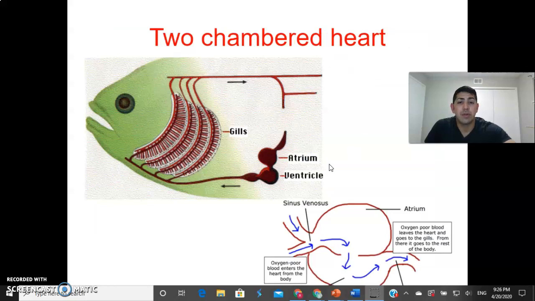They have a two-chambered heart. You can see one atrium, one ventricle. Humans are going to have two atria and two ventricles, a right and a left. And you can see here in the diagram below that you have oxygen poor blood entering the atrium and then going out the ventricle, and oxygen poor blood leaves the heart and goes to the gills, where it gets oxygenated, and then to the rest of the body.